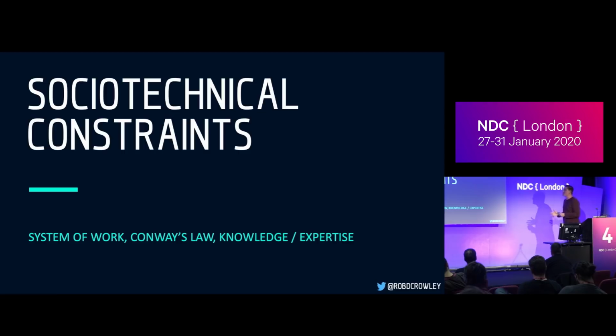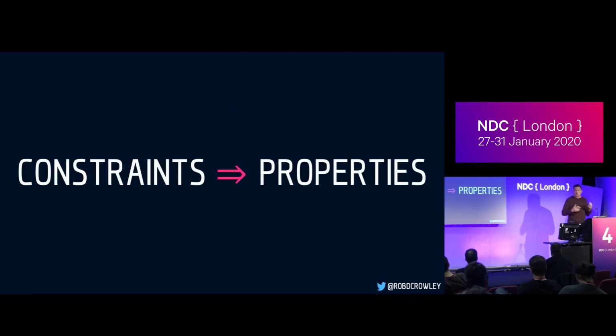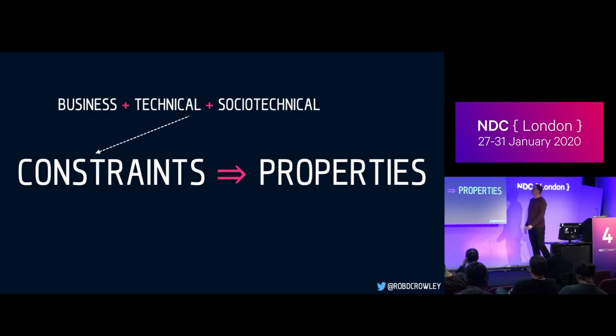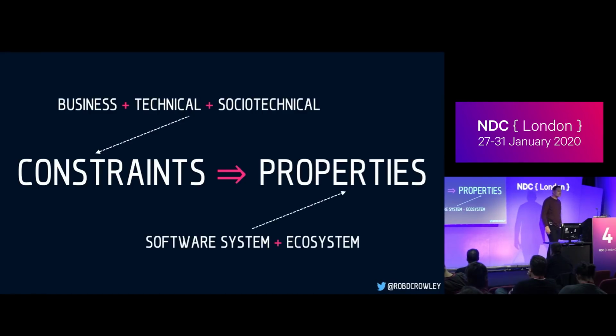You also have to think about how you own those systems. So Conway's law, an observation that says the systems we build will mirror the communication patterns within our organization. So how do we build our teams and align them to the products that we build? So once we take all of those constraints, be it business, technical, or socio-technical, we can then see all of the properties that will be imbued in the system, both around the ecosystem, so all of the operational concerns, but also then of the software system itself.